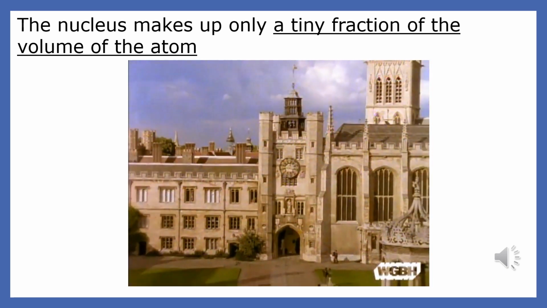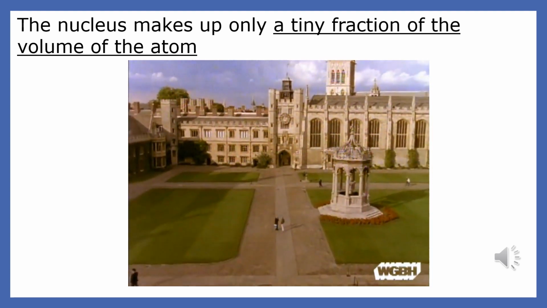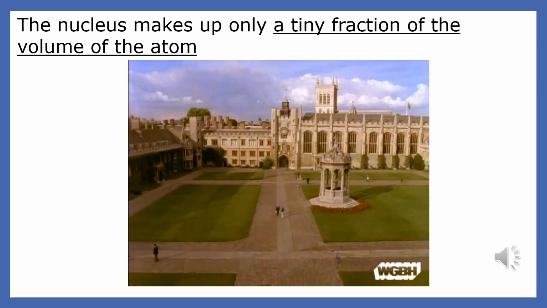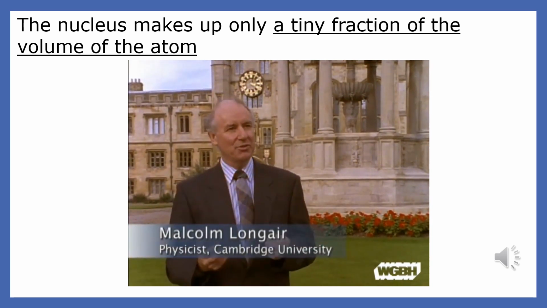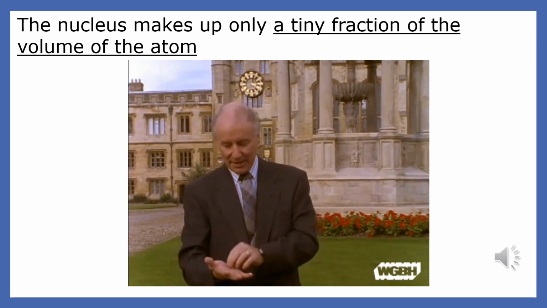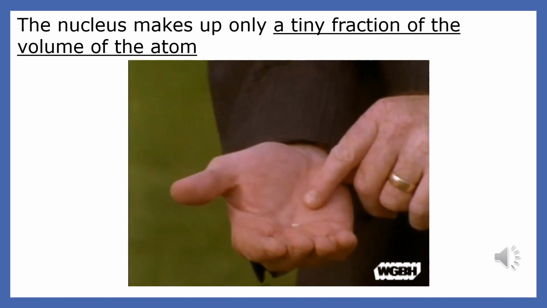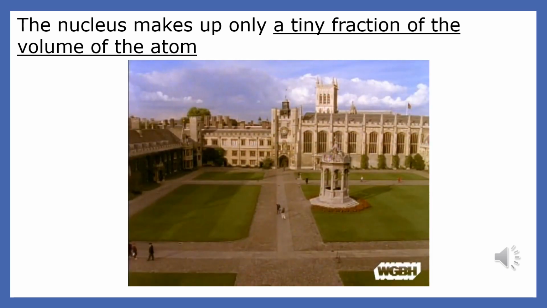This is Cambridge University in England, where Ernest Rutherford, Niels Bohr, and other famous physicists did scientific research. Imagine a single atom the size of this courtyard. If we think of that being the size of an atom, then the size of the nucleus would only be 1 millimeter in diameter. That's a bit smaller than this little grain of sand that I've got in my hand here. In other words, atoms are essentially empty space.